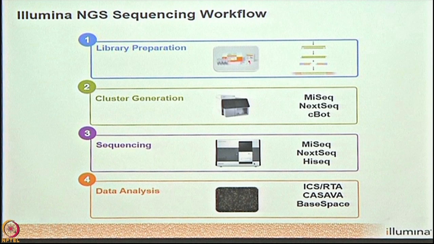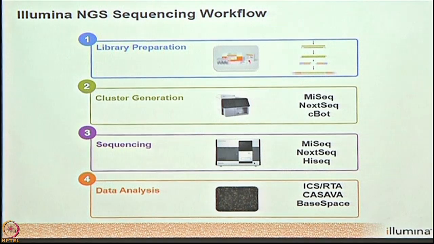What we do is, let's say you have this human genome. Initially, we fragment this human genome into very small fragments. And just like cloning, we don't need cloning at all in the case of NGS. So I'll be covering all the parts one by one.